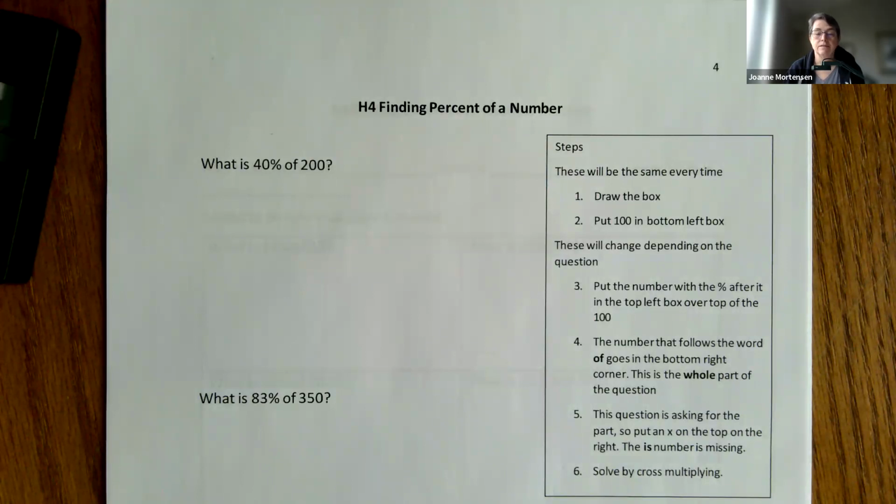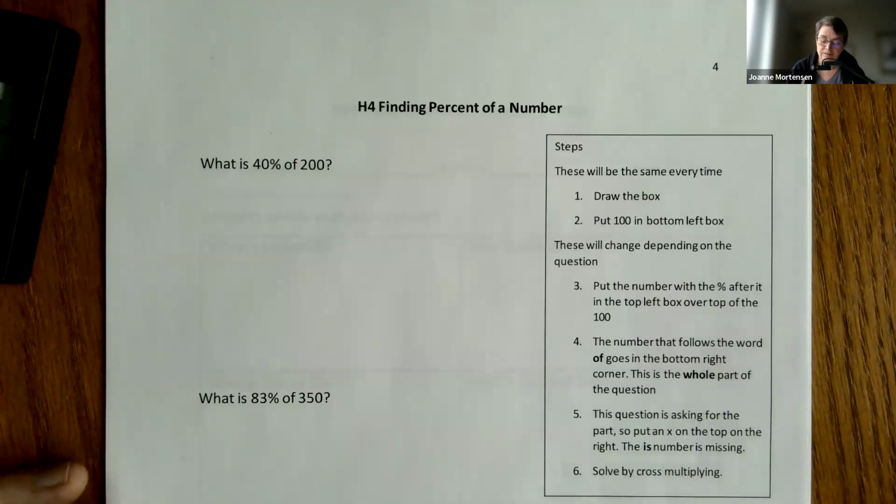Because we're just starting out, there's only one type of question on this page. We're going to find a percent of a number, which is to me the most common one you're going to get. What is 40% of 200? If we put that into context, it's like something costs $200 and it's 40% off. Or sale price, what kind of a discount you're going to get. Anyway, let's get to work here.